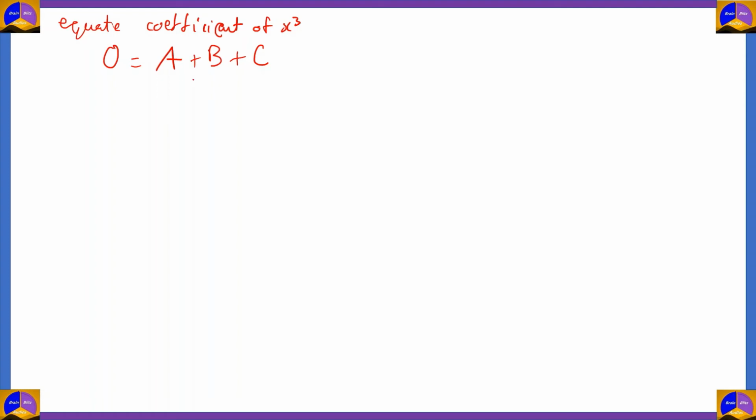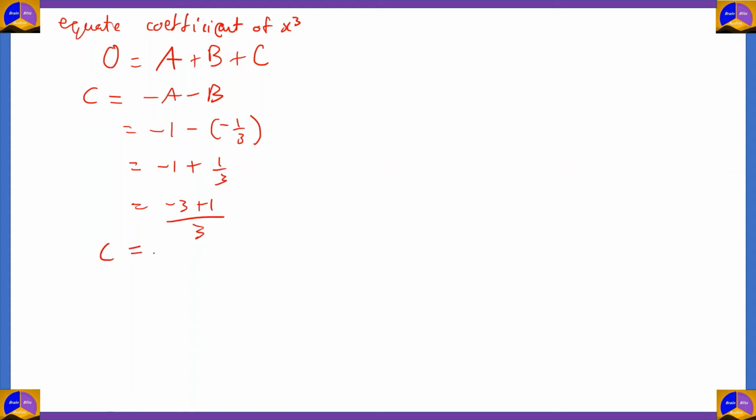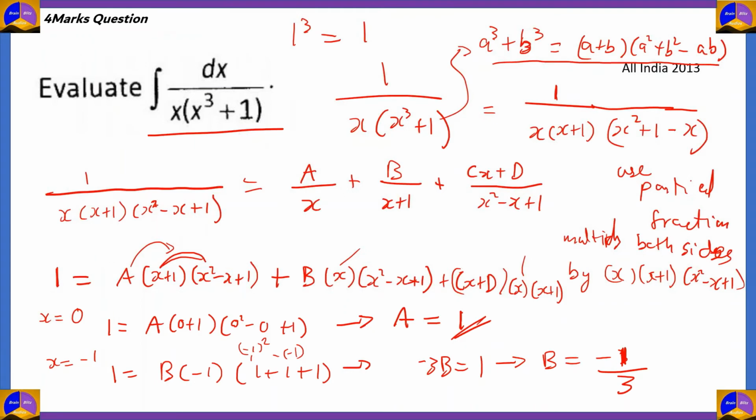Now we get this equation, 0 is equal to a plus b plus c. So it's just a simple matter of substitution. C becomes minus a minus b, which is simply minus 1 minus of minus 1 by 3. That becomes minus 1 plus 1 by 3. Putting LCM, we'll get minus 3 plus 1 divided by 3. C has a value of minus 2 by 3. So now you got the value of c.